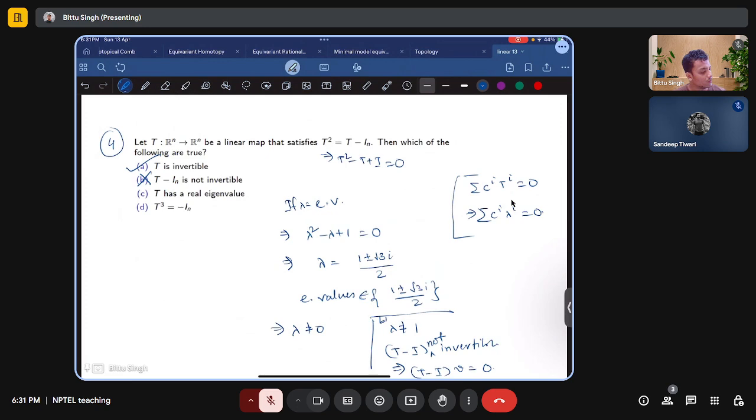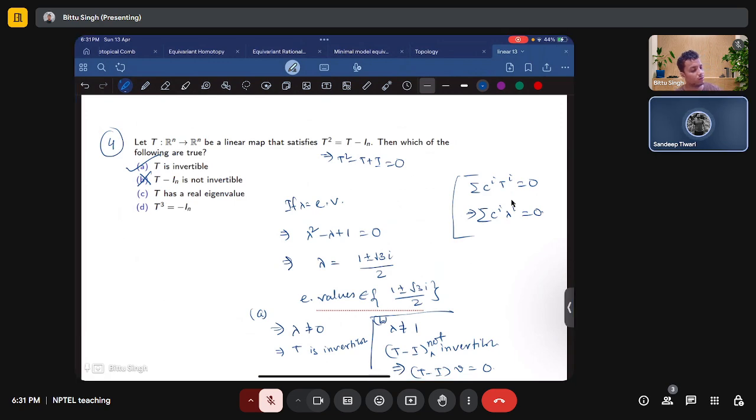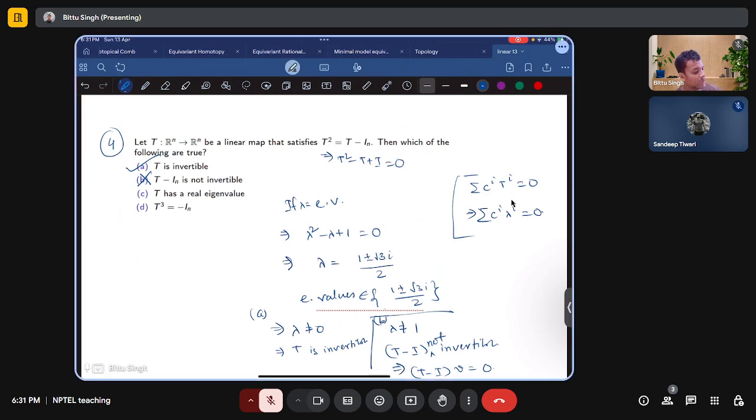This is for B. This is for A. Lambda is non-zero. Therefore, by the same reason, T is invertible. This fact is already known: an eigenvalue is 0 if and only if the map is not invertible. Now, T has a real eigenvalue? Not true, because the eigenvalues of T belong to this set, so this is false.